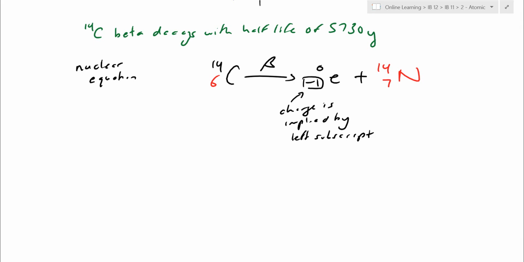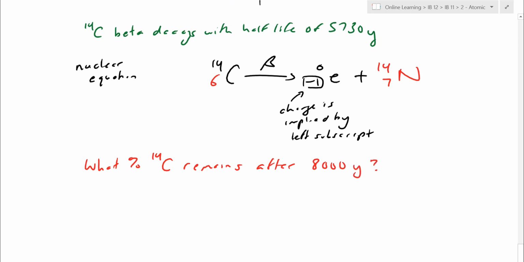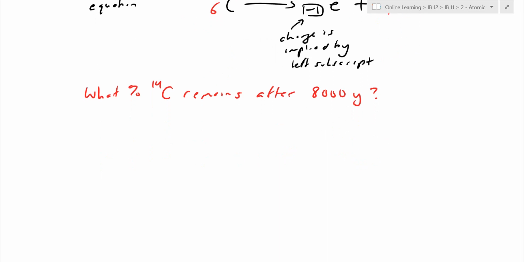I'm told the constant: every 5730 years, half of it decays away. Let's say in this question I want to know what percentage of carbon-14 remains, how much is left over, after 8,000 years. That's just the question. Do you always do a mental check for yourself? Sometimes they put you on an exact increment of half-life, and we don't actually need to use the formula.